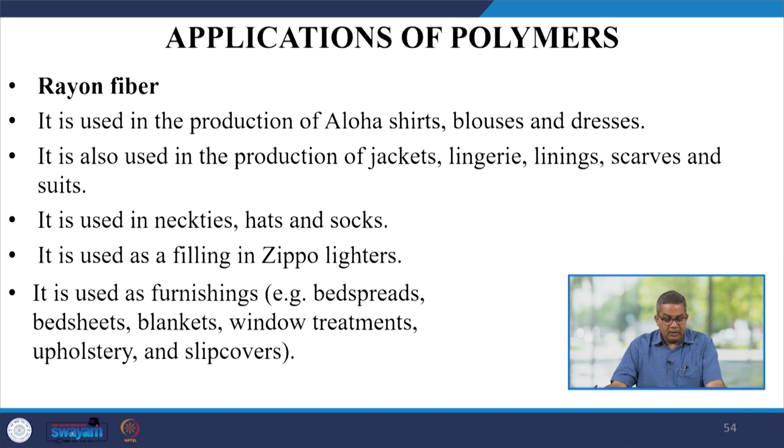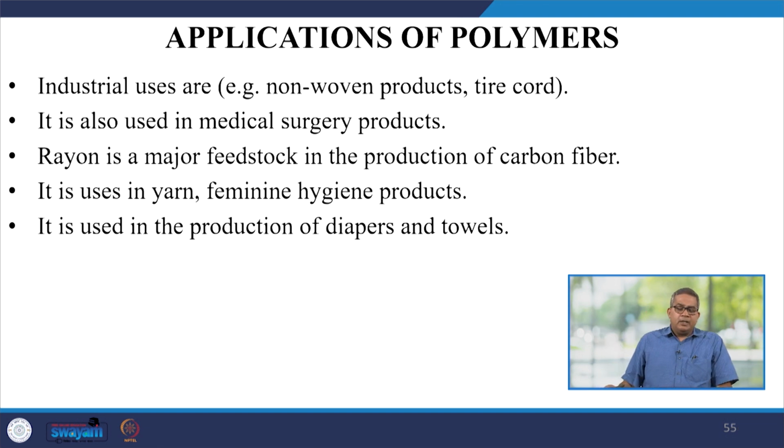Rayon fibers. It is also used in the production of aloha shirts, blouses, dresses, jackets, lingerie, linings, scarves, suits, neckties, hats, socks, Zippo lighters, and furnishings like bedspreads, bed sheets, blankets, window treatments, slip covers, upholstery, etc. Some industrial uses are in medical surgery products. Rayon is also a major feedstock for the production of carbon fiber. It is also used in yarn, feminine hygiene products, diapers, towels, etc.